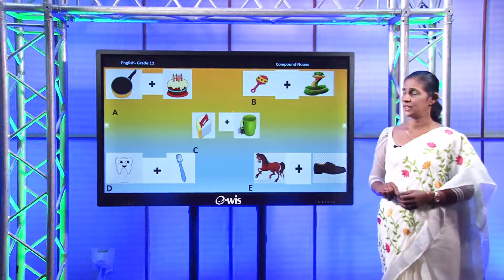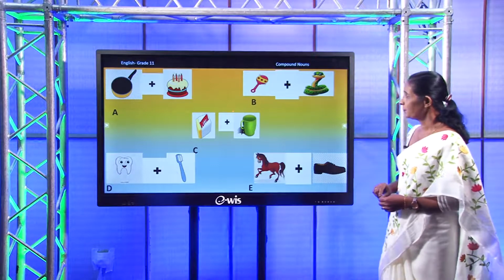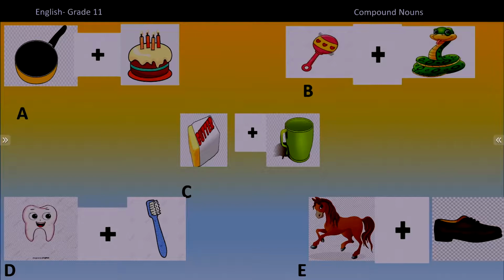You got pictures. Okay, so look at them. Look at the first one, named as A, right? So you have a pan and you have a cake. So two words put together, a compound noun, pancake. So the first one will be pancake. Now you try to answer the other four. Can you take your notebooks, write them down? You don't need to draw the pictures. Just write the two words and make a compound noun.